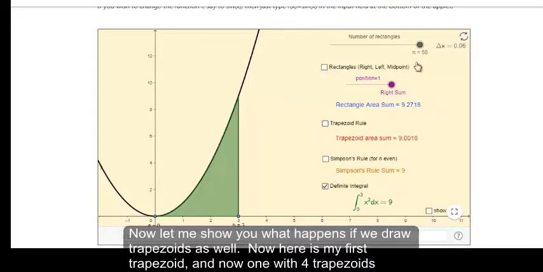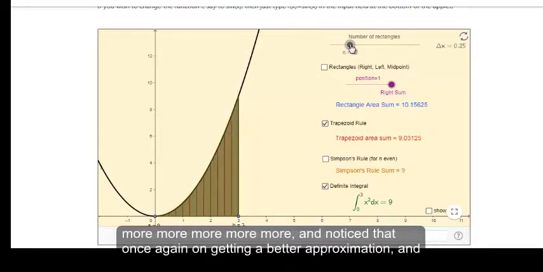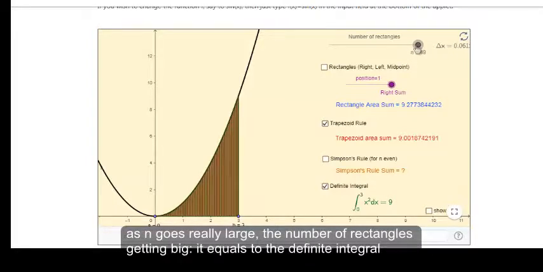Now, let me just show you what happens if we draw trapezoids as well. So here's my first trapezoid. Here's one with 4 trapezoids. More. And notice that once again, I'm getting a better approximation. And once again, as n goes really large, the number of rectangles getting big, it equals the definite integral.